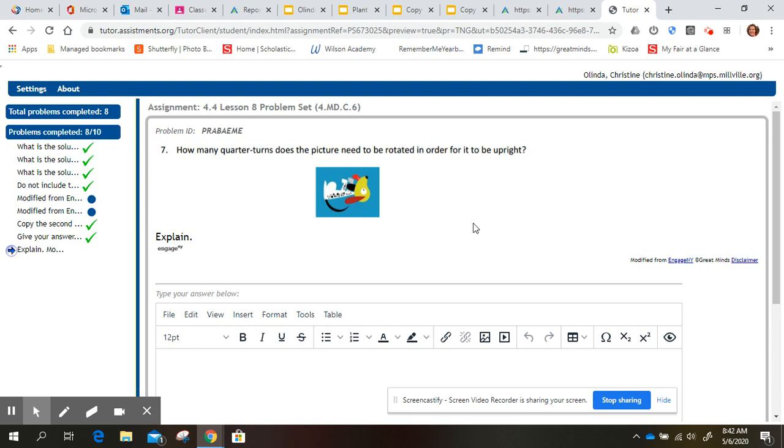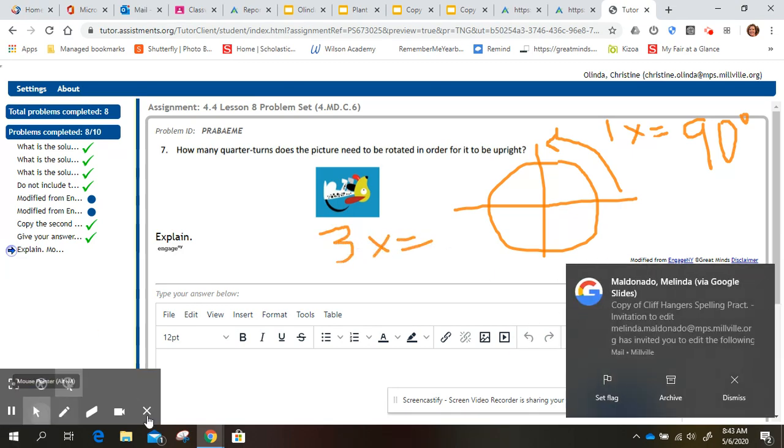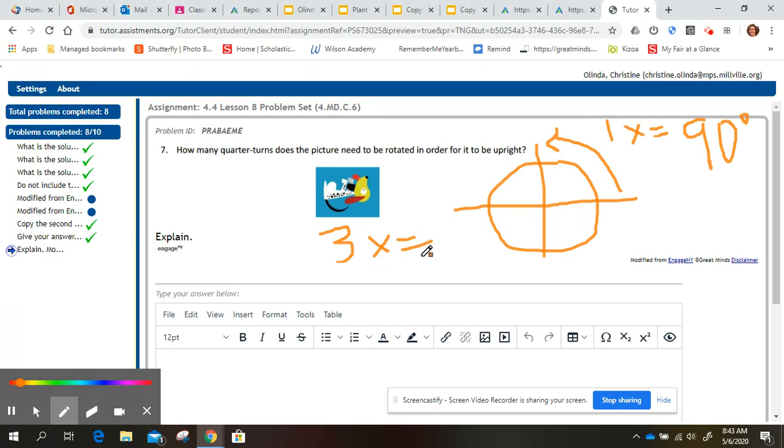How many quarter turns does this picture need to be rotated in order for it to be upright? Remember, quarter turns is 90 degrees. It's each quadrant. And so it depends on which way we want to turn this picture. But if the dog's head is facing this way and it needs to go up, we could turn it counterclockwise 1 time, which is 90 degrees, to make it upright. Or we would have to turn it 3 times to the right to make it 270 degrees.